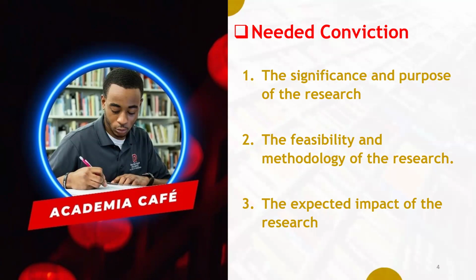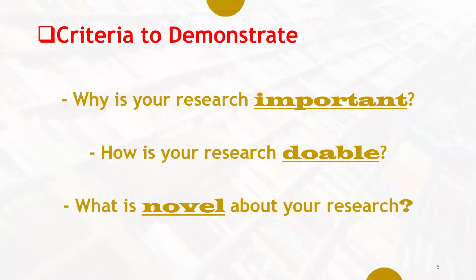If your reader is not convinced by at least these 3 points, your chances of getting your proposal approved are slimmer. So when you are writing your proposal, you will have to pay a lot more attention to demonstrating these 3 criteria. Why is your research important? How is your research doable considering the constraints you have?